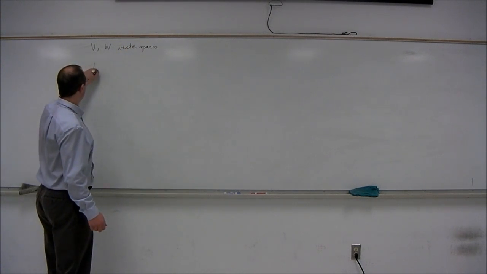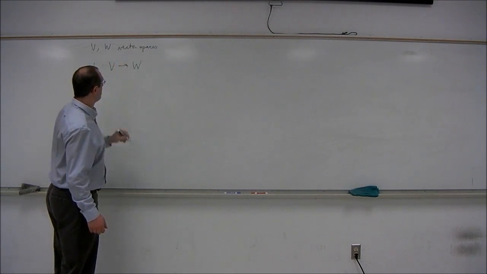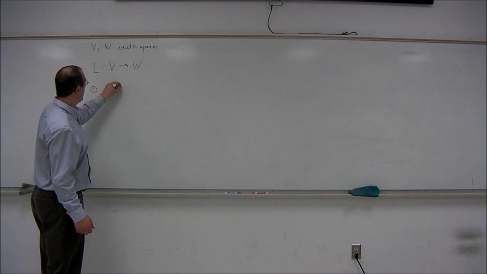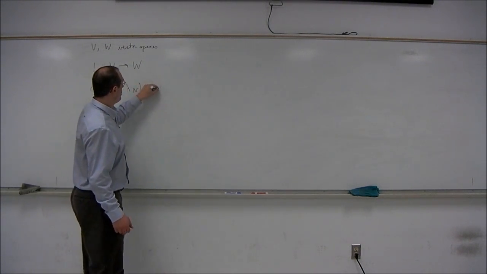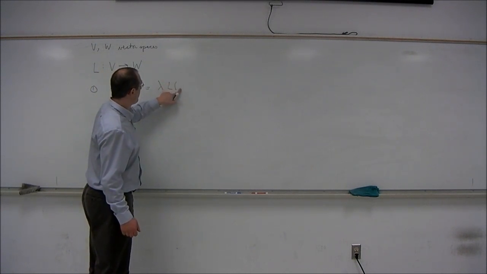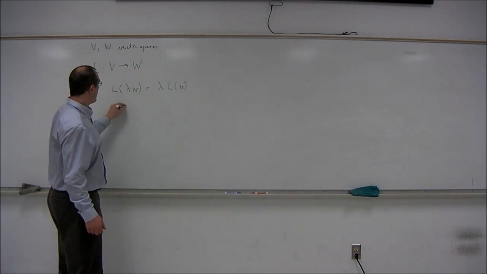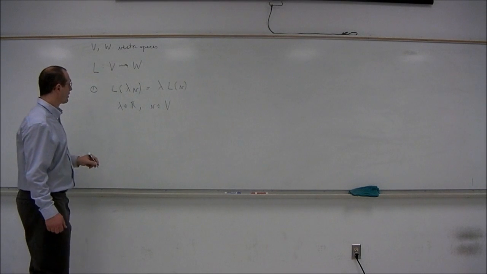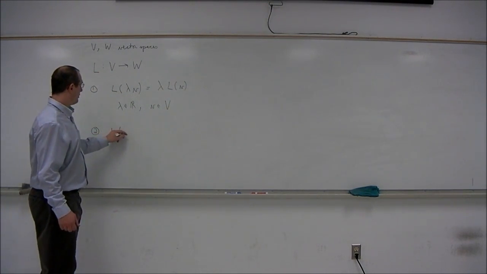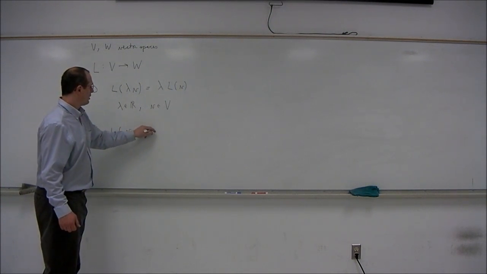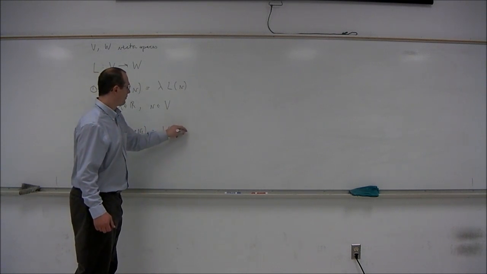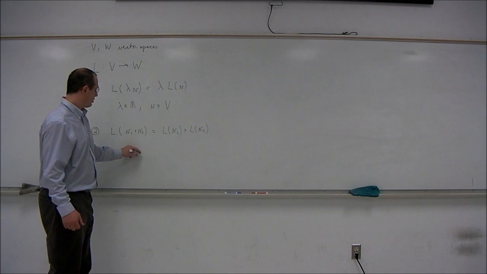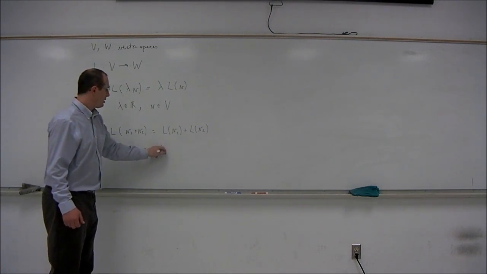Then a linear transformation, L, from V to W, is a transformation that has the following two properties. 1, L of lambda V is equal to lambda times L of V, where lambda is any scalar and V is any vector in the input space, capital V. 2, L of V1 plus V2 is equal to L of V1 plus L of V2. This is for any V1 and V2 in the input space, capital V.